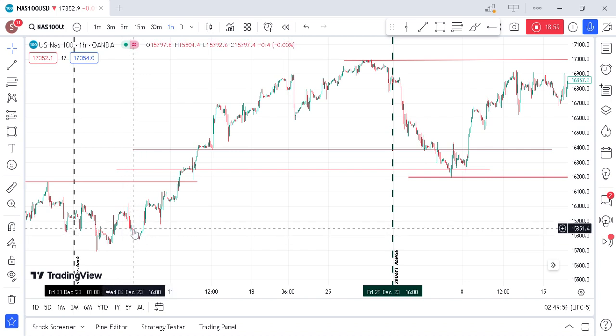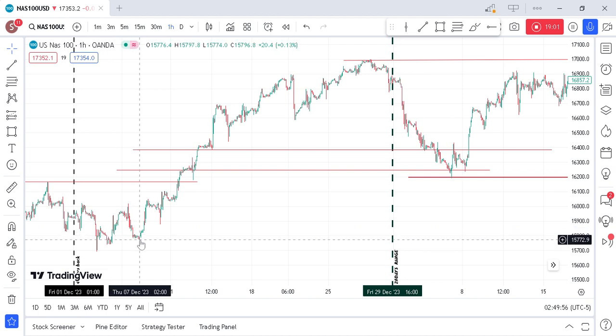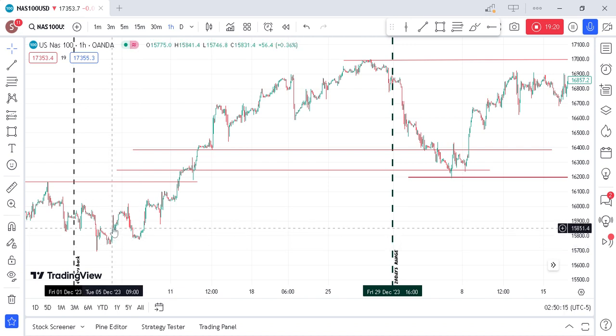Then on Wednesday, the price dropped. You can see that on Wednesday the price dropped up until here. It's not far from here, but it dropped here. It wanted to take out people who entered here. So it was not your enemy.